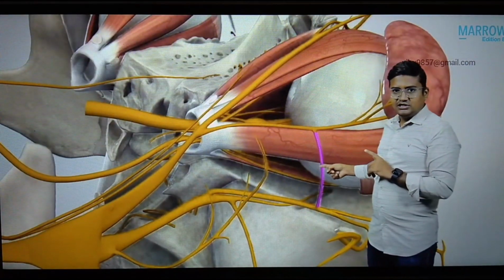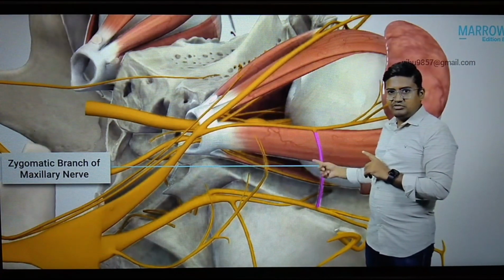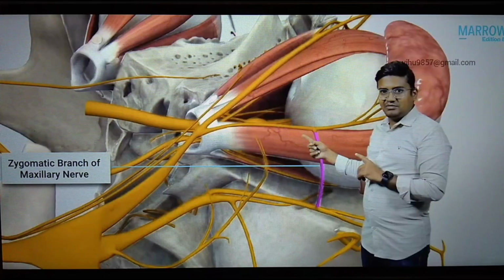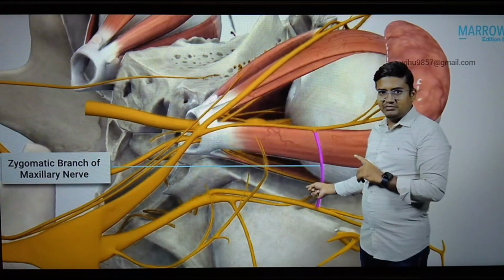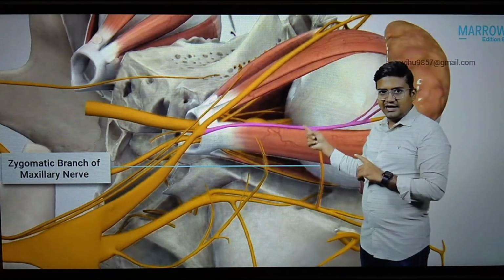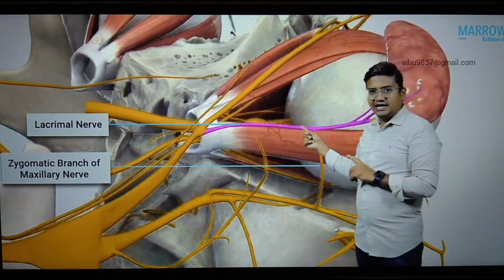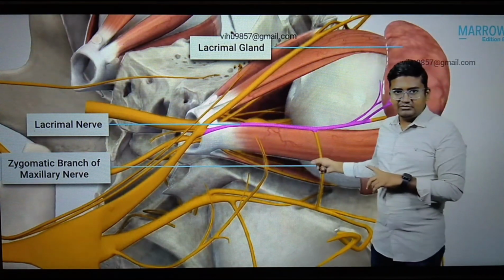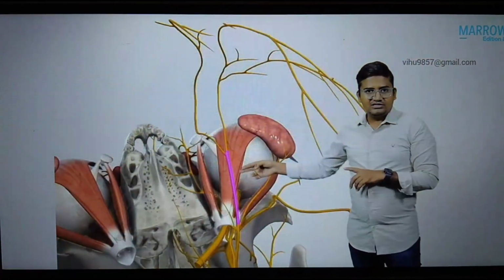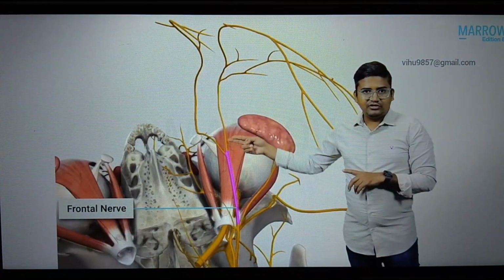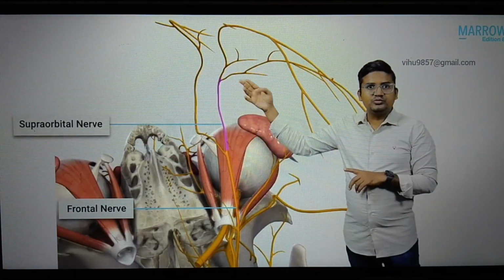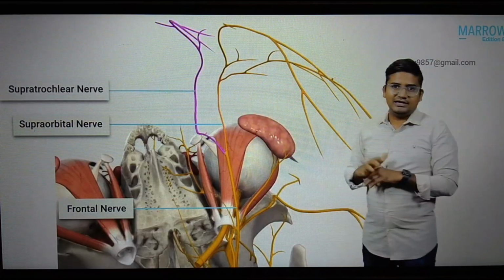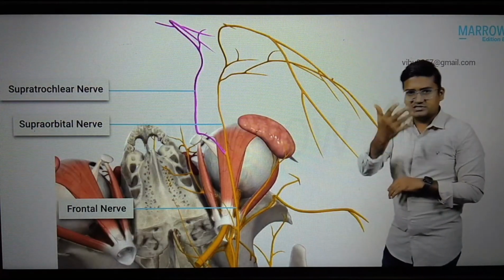Now see this branch. This is the maxillary nerve. It gives this communicating branch, the zygomatic branch, to the lacrimal nerve, which in turn carries the fibers to the lacrimal gland. Now this is our frontal nerve, which in turn divides into the supraorbital nerve and the supratrochlear nerve. They carry the sensory fibers from the forehead.